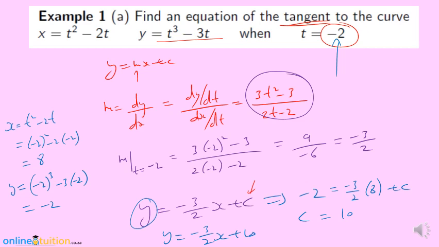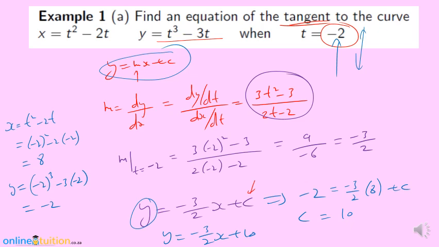When you see the word tangent, you can write down y equals mx plus c, because a tangent's a straight line. We need to determine m, we need to determine c. m is nothing more than dy/dx. Parametric curve, so we use the formula for gradient, dy/dt over dx/dt. dy/dt, do it slowly, is 3t squared minus 3. dx/dt is 2t minus 2. But we've got to specify at a particular point. So when t is minus 2, the gradient now becomes minus 3 over 2.